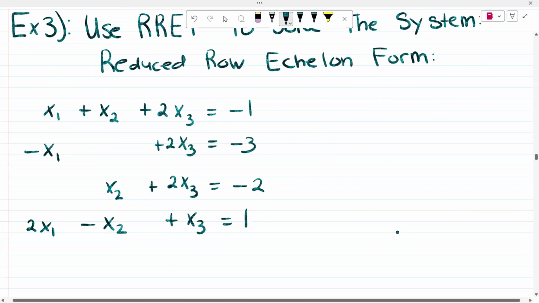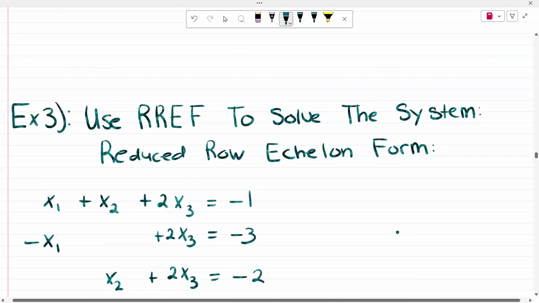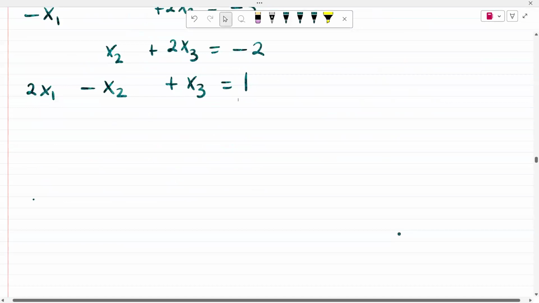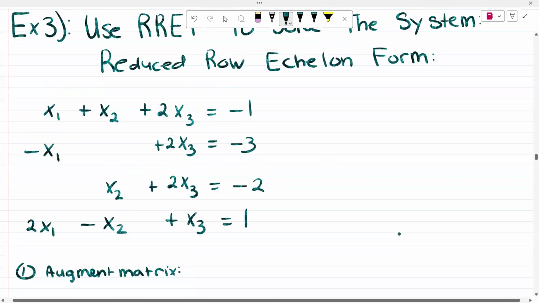Okay, so this is your system of equations. I should have written it sooner. But how do you solve this using reduced row echelon form? The first step is to write it as an augmented matrix. Okay, so you've got to stay organized. If you're missing a coefficient, replace it with 0. So look at it vertically, look at the columns, and then look at the coefficients.